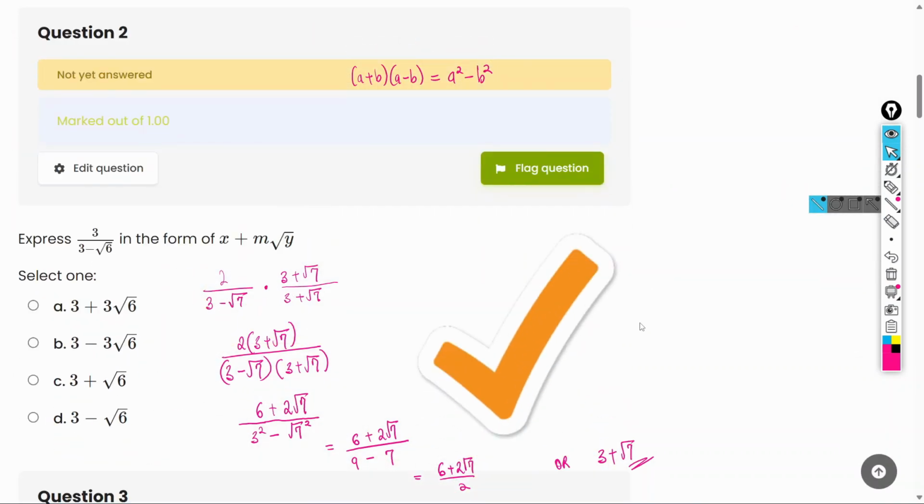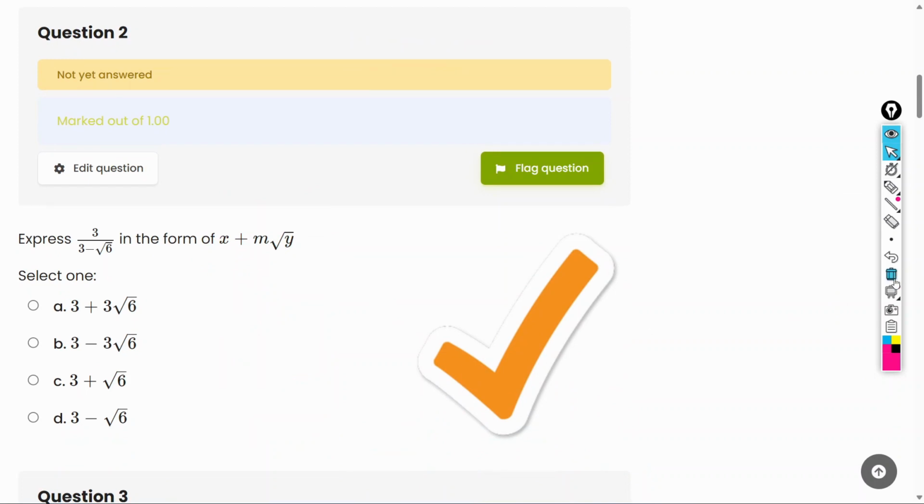Question 2 is quite similar to question 1. It says we should express 3 over 3 minus root 6 in that form. So that means we need to get rid of the surd in the denominator, so we are going to rationalize. We're going to multiply top and bottom by the conjugate of the denominator, which is 3 plus root 6.